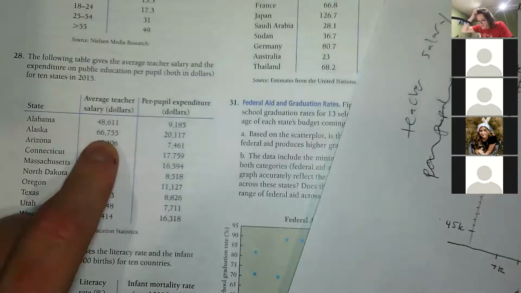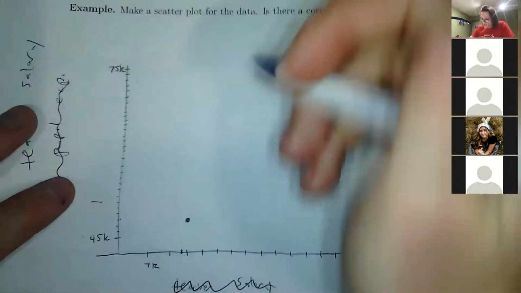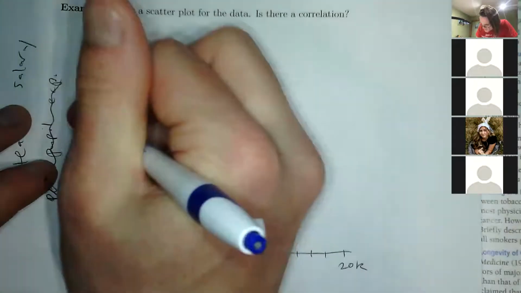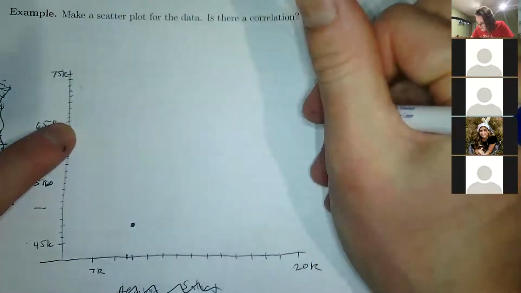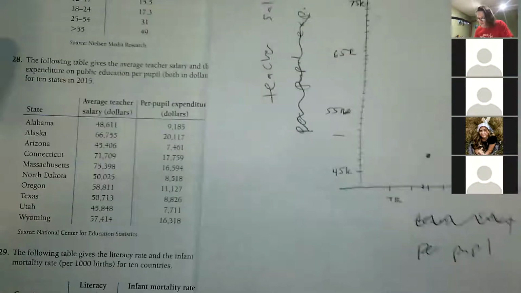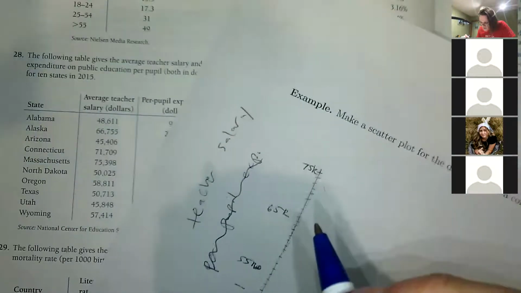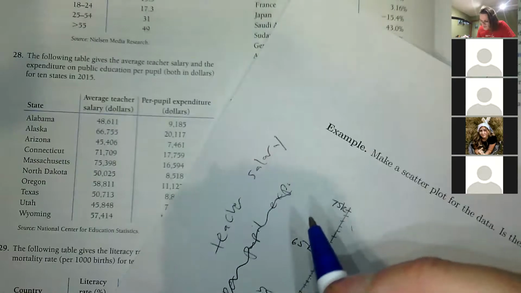So Alaska's 66 and 20. Oh, goodness, I should have labeled some of these. 1, 2, 3, 4, 5, 6, 7, 8, 9, 10. I'll put 10 there, or 55. And then 1, 2, 3, 4, 5, 6, 7, 8, 9, 10. Put 65. There we go. All right, that's a little better. 66 and then 20. So right about there and over to 20. All right, and you just keep doing this. So 45, 7. Oh, 7, sorry. 45, 7 down here.